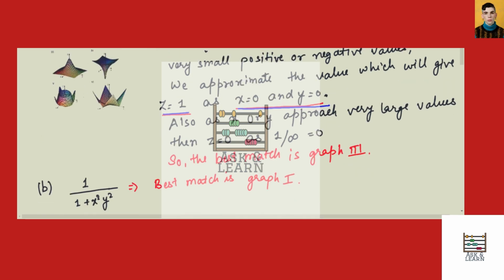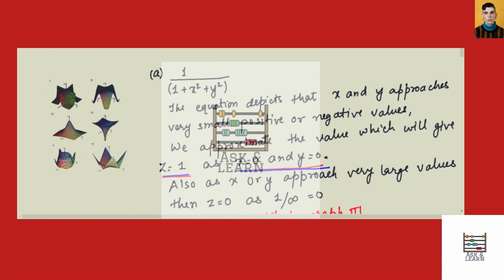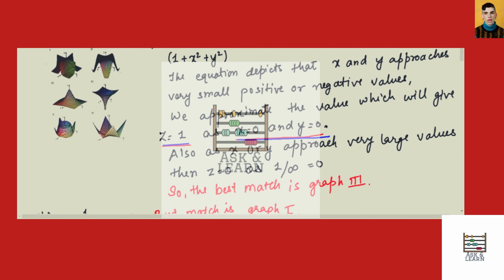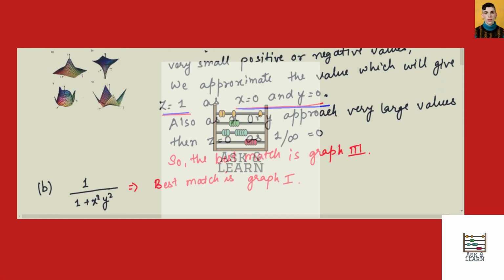Now for part (b), f(x,y) is given to us, that is 1 upon 1 plus x square y square. This is similar to the previous one, but we have different values, like we have two polynomials here, so that's why the best match is graph 1.